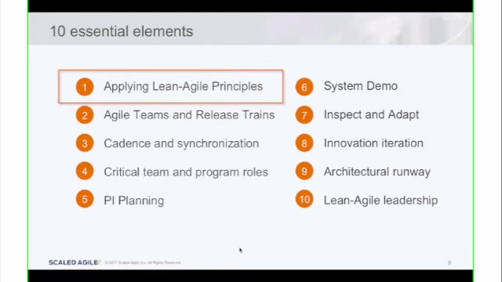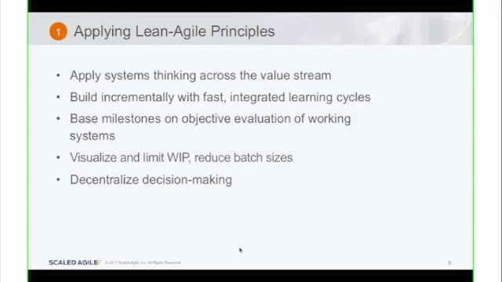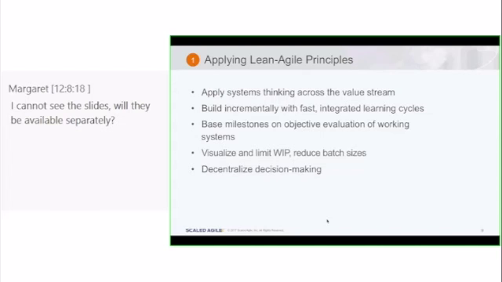The very first category is applying lean agile principles. Notice I'm saying applying, not just knowing. So how well are we applying these lean agile principles? What we're talking about here is, are we applying systems thinking across a value stream? Do we even have a concept of a value stream? Or do we just have a bunch of teams that are writing code? And then, are we building incrementally with fast integrated learning cycles?